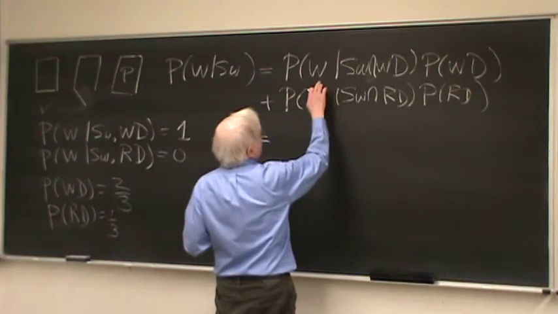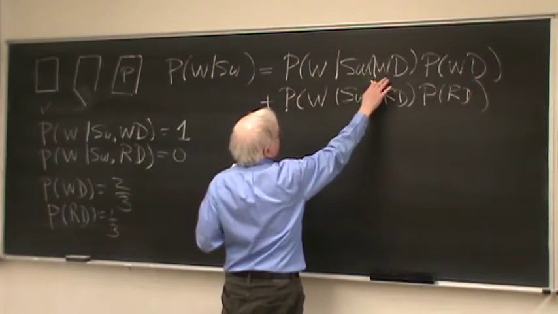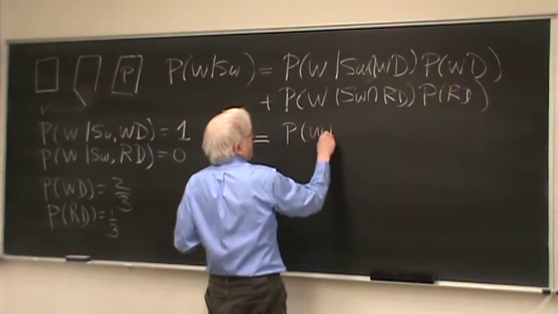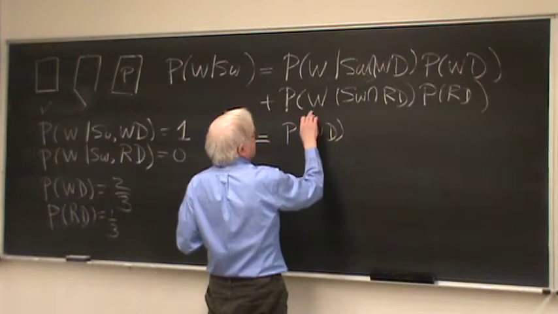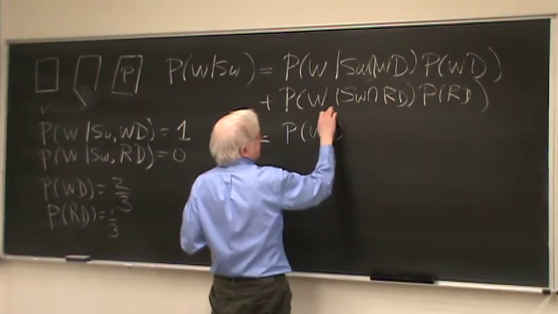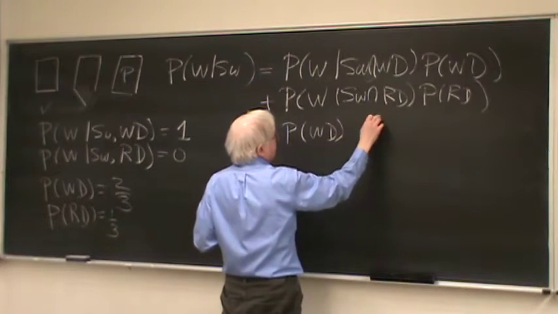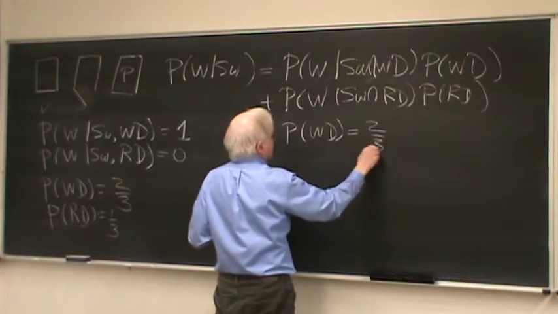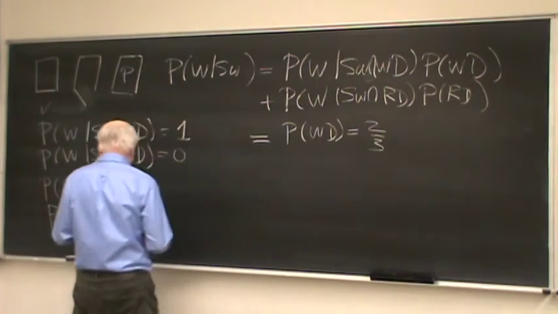Well, the probability of winning, given that you picked the wrong door and switched, that's 1. So this is the probability of the wrong door. And then the probability of winning, given that you switched and you picked the right door, that's 0. So this is just this, and that is 2/3.